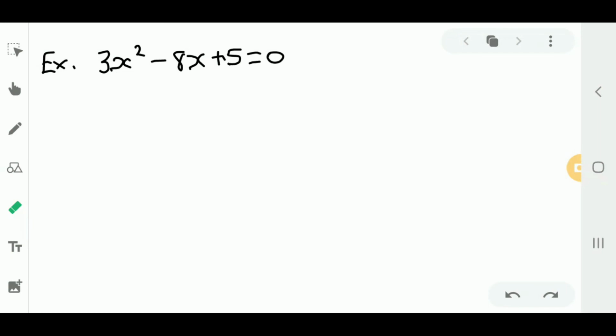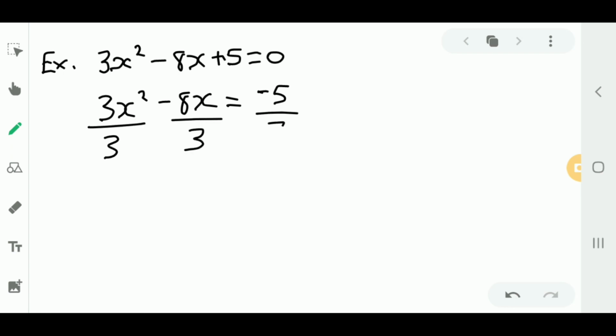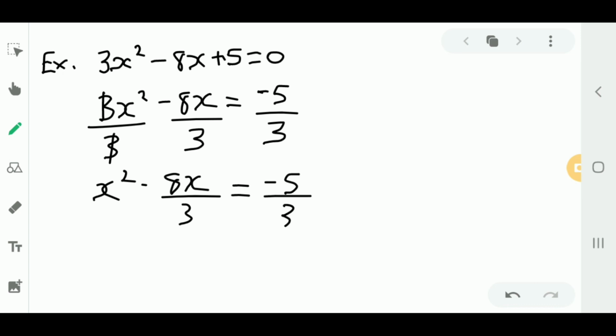So I hope you wrote down all your steps so that it is easier for you to follow. Now we're going to try an example when the coefficient of x squared, which is a, is not equal to 1. What you do first is you carry over c, so we have 3x squared minus 8x is equal to minus 5. Then we divide throughout by a, so dividing throughout by 3. So we have x squared minus 8x over 3 is equal to minus 5 over 3.